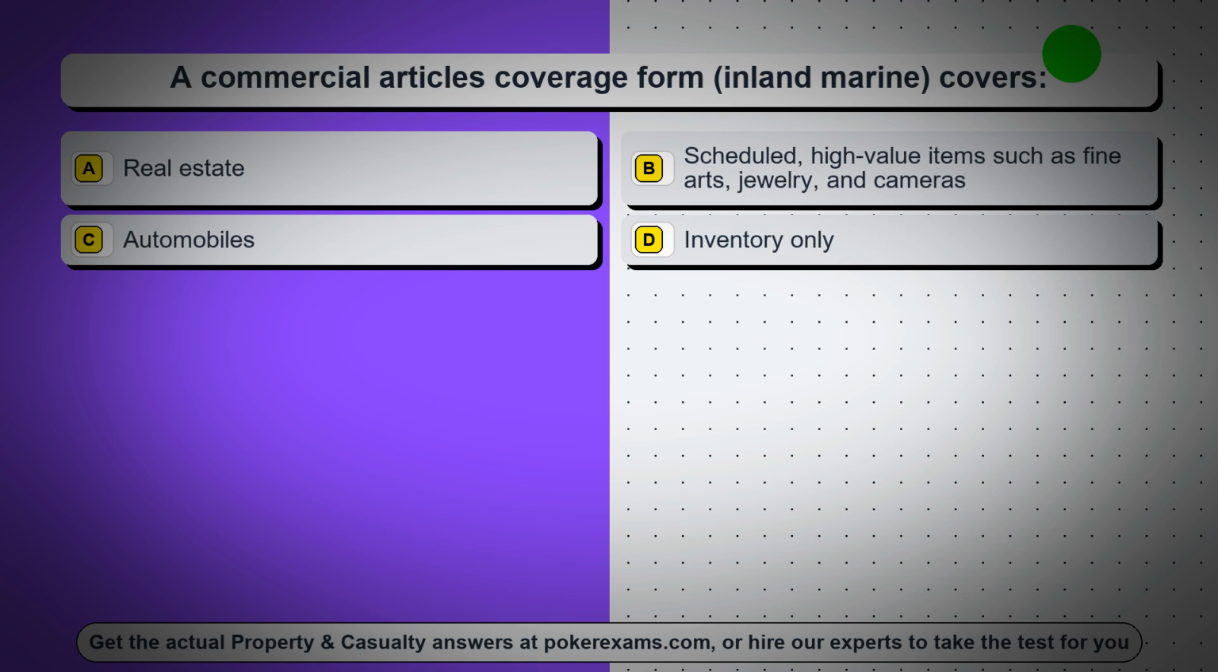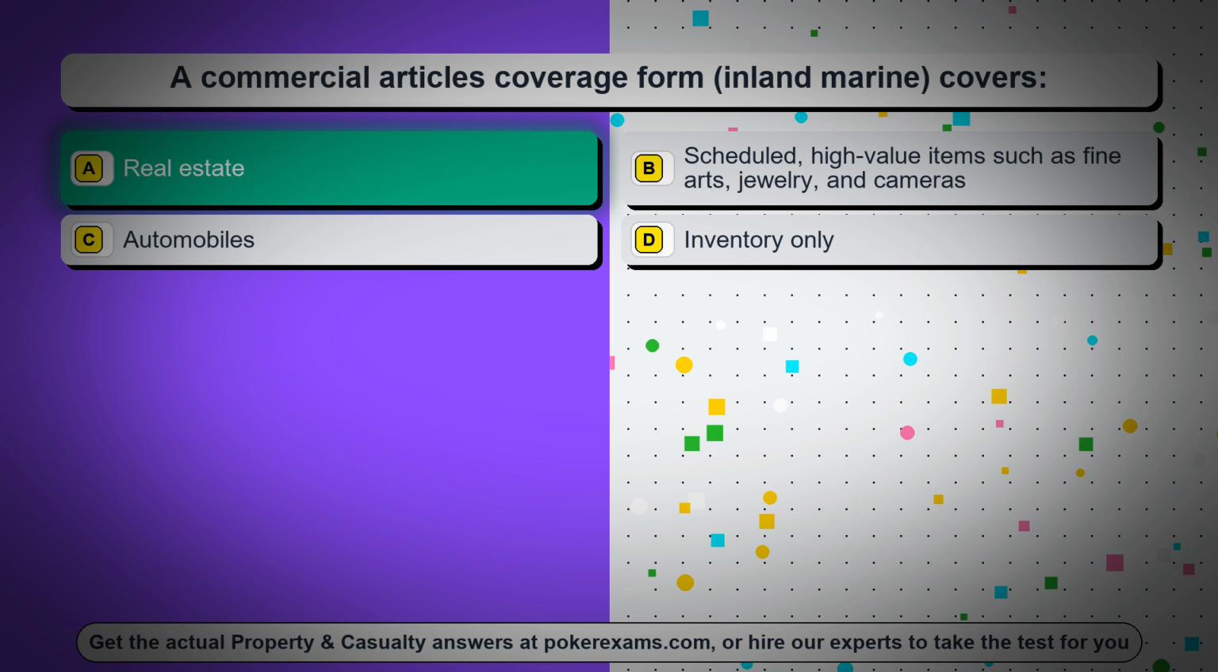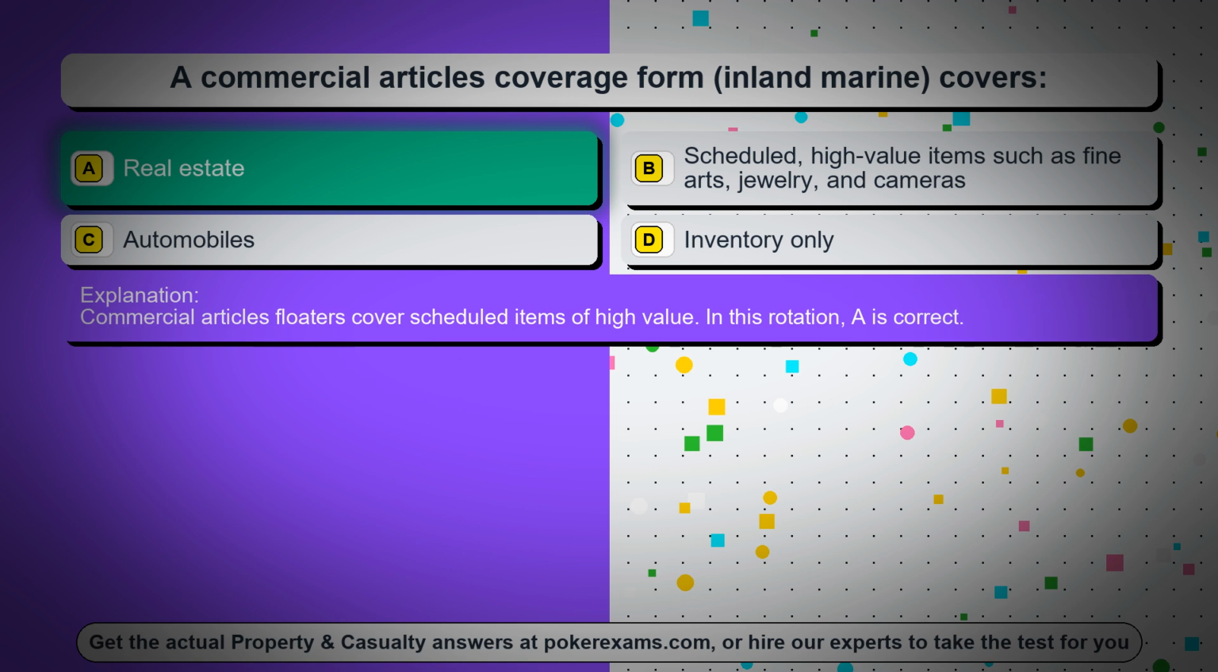Question 51. A commercial articles coverage form, inland marine, covers, option A, real estate. Option B, scheduled, high-value items such as fine arts, jewelry, and cameras. Option C, automobiles. Option D, inventory only. The correct answer is option A, real estate. Commercial articles floaters cover scheduled items of high value. In this rotation, A is correct.